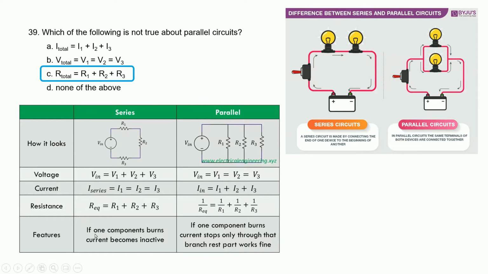So, the feature is, if one component burns, the current becomes inactive. If one component burns, the current stops only through that branch and the rest of the circuit works fine. So, that is the difference between them.